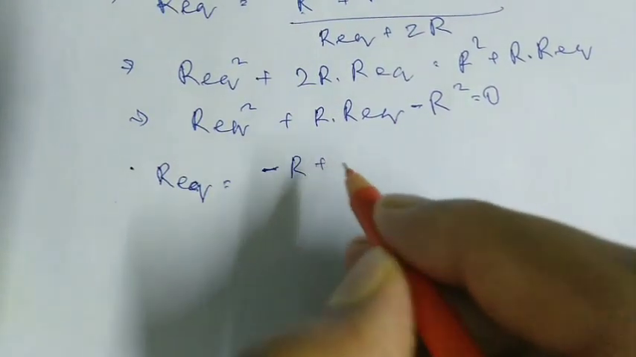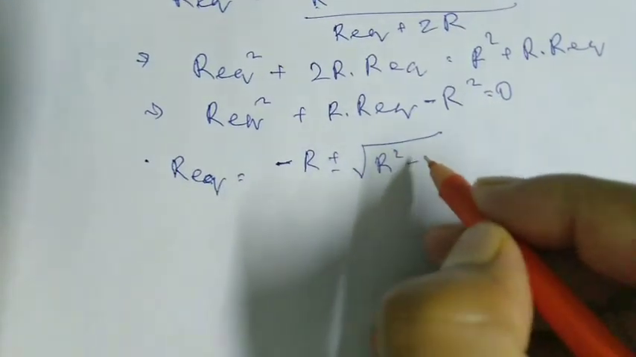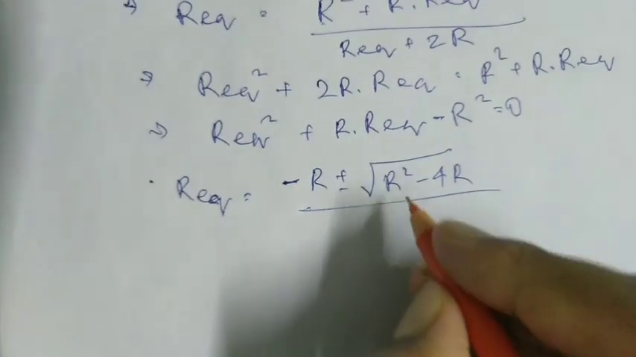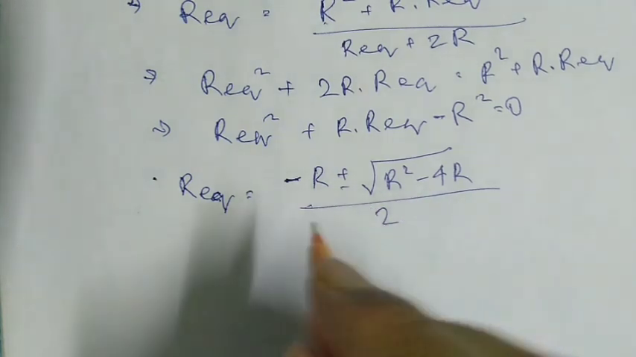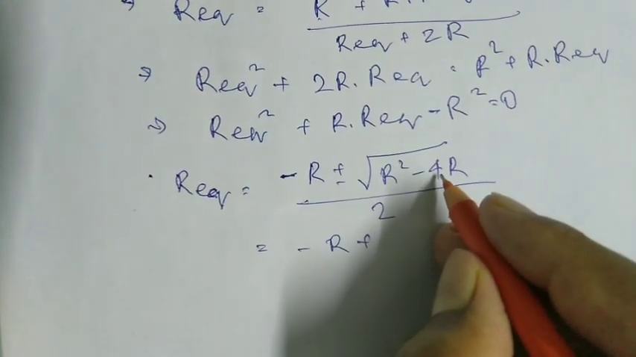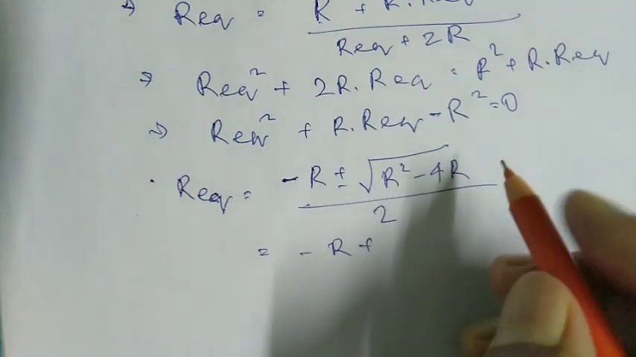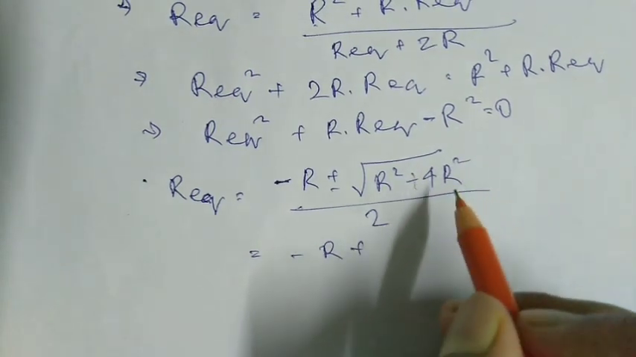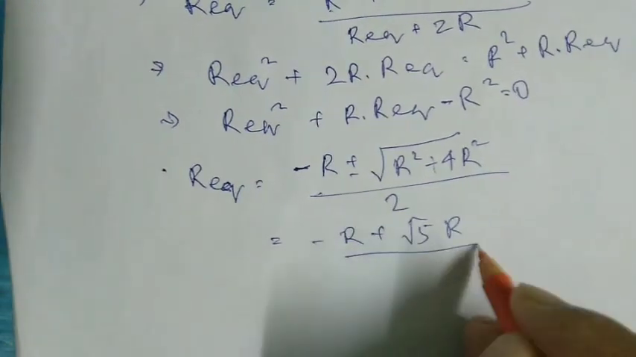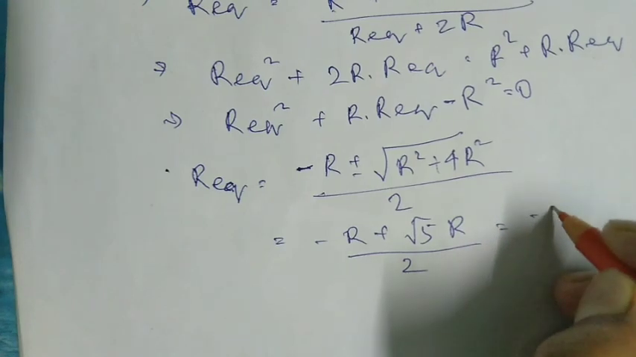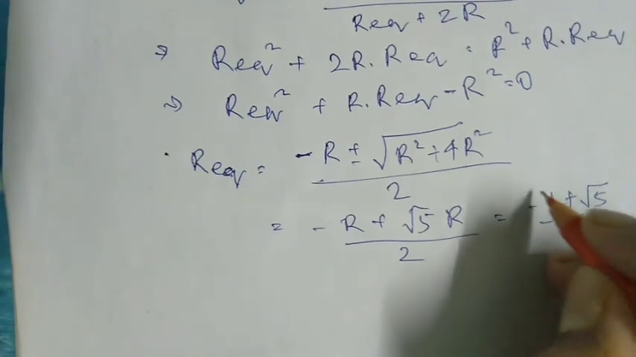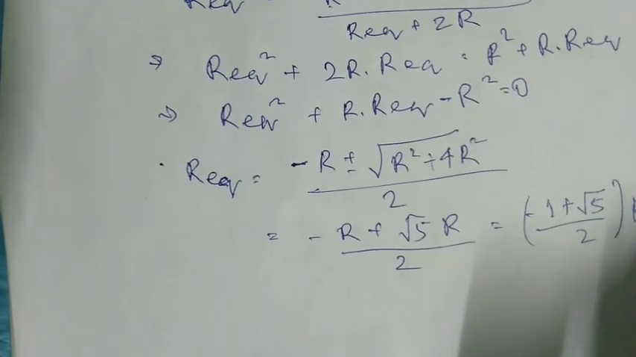So minus b plus minus root over b square minus 4ac, which is equal to R divided by 2. That is minus R plus, sorry, this is plus. Okay, so this is going to be root 5 R divided by 2. So minus 1 plus root 5, by 2 into R. This is going to be the answer.